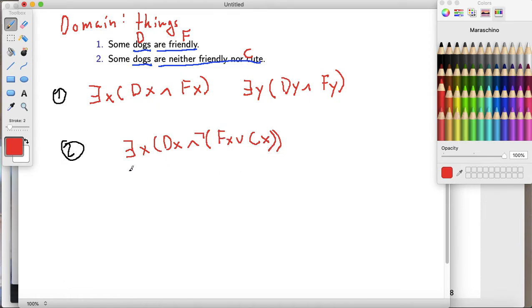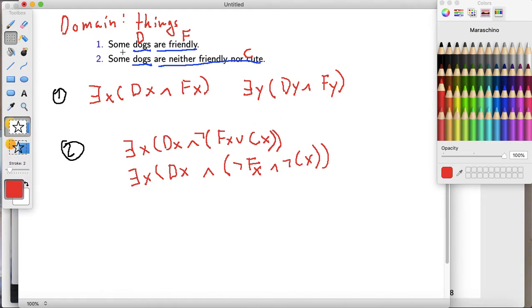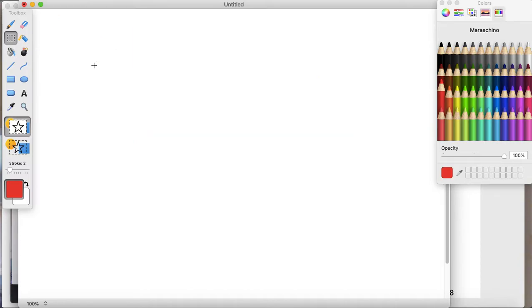Of course, an equivalent way of saying that would be, by De Morgan's law, there exists an x such that x is a dog and x is not friendly, and also not cute. So by De Morgan's law, we could transform this into this kind of thing, and that will give us an equivalent symbolization, so both of those will work. All right.